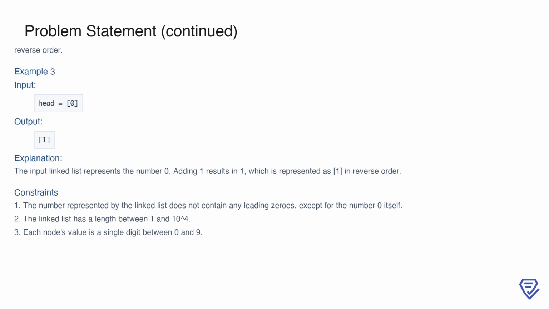This represents the number 0. Adding 1 to 0 results in 1, and the output will be 1, which is the reverse order representation of the number 1. Now, let's review the constraints for this problem.